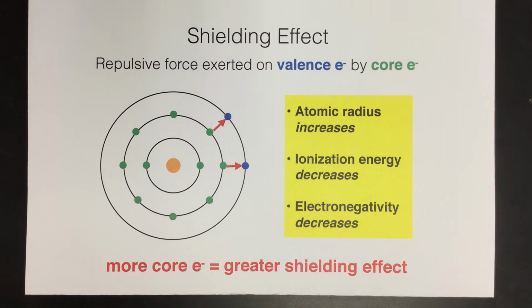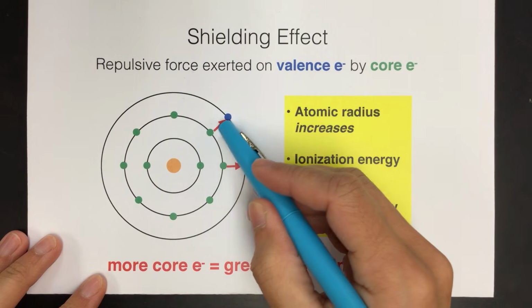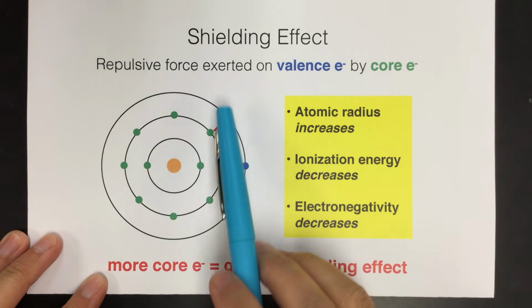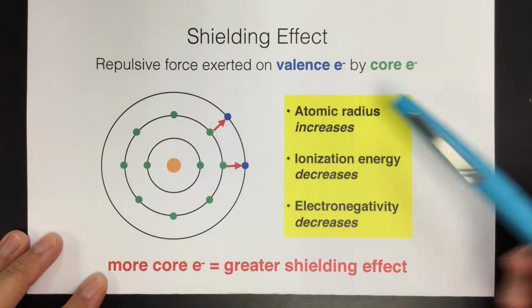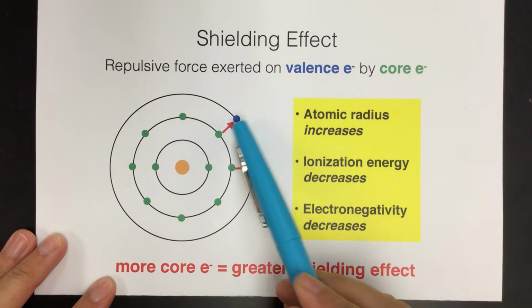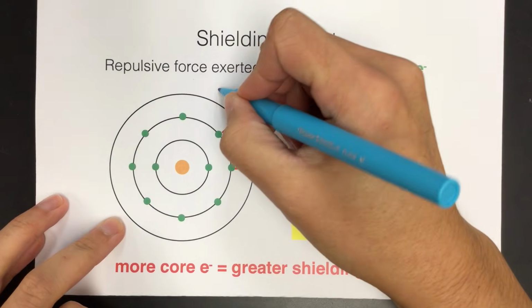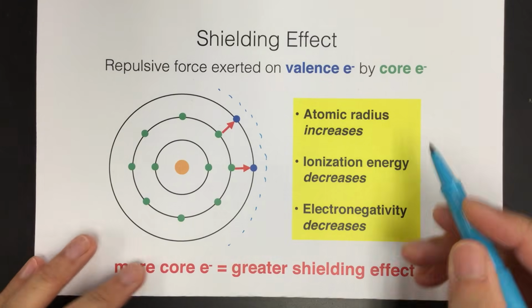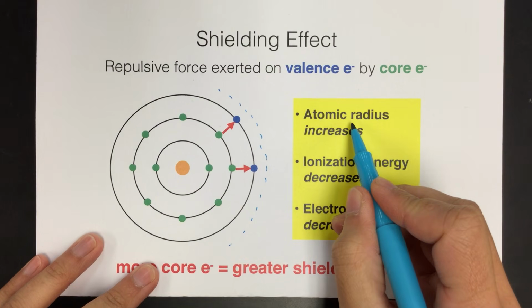They don't really want to be next to each other, and so the valence electrons will actually feel a repulsion from the core electrons, and what that does is this valence shell will get pushed out. And so that has an effect on all of our trends that we've learned. So if this gets pulled out, then our valence shell will kind of extend. That's going to increase the atomic radius.